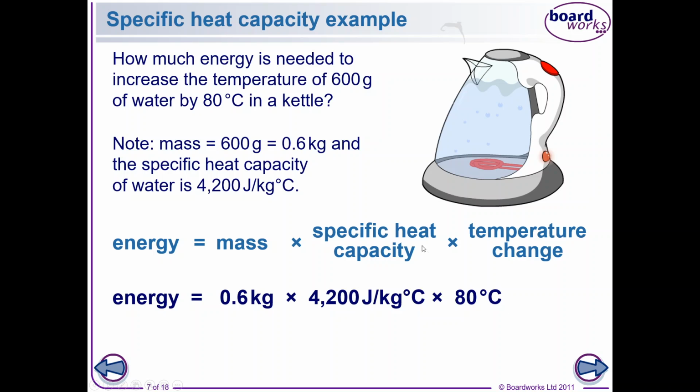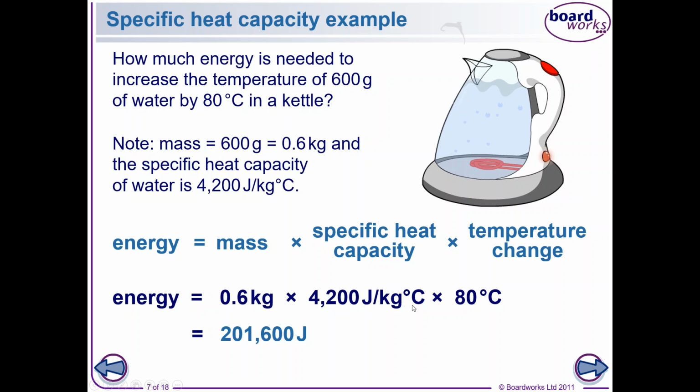So if we do this equation, then 0.6 times 4,200 times 80, it will give you an answer of 201,600 joules. Often these numbers are really big, and that's fine. If you get a big number, don't think you've done it wrong. The numbers for specific heat capacity are quite big.